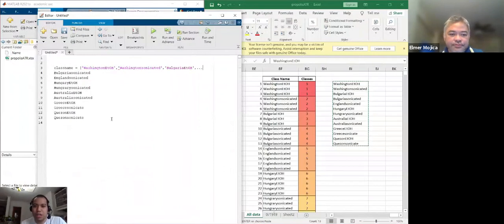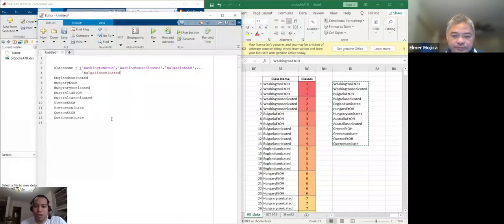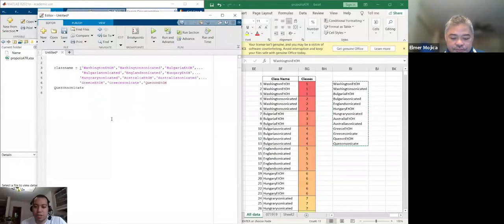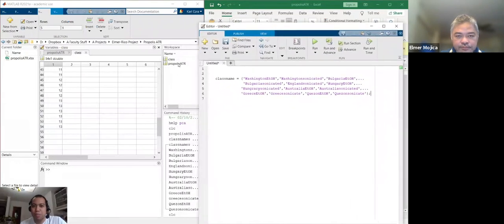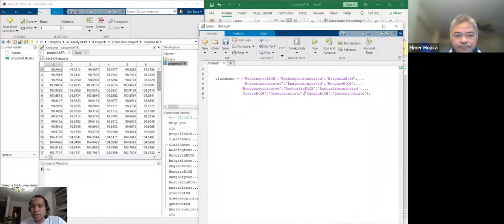Okay. Tapos, nalagyan ko lang ng comma to separate the different strings. Quezon. And last, close. Alright, so now we have all the information, class names, class, and the actual signals ng Propolis. And then from here, pwede na mag-PCA.